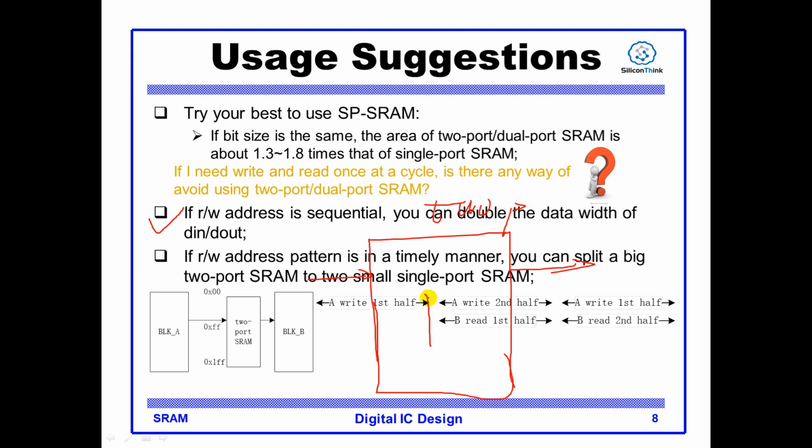But inside, you just instance a single port SRAM micro. For example, the input is 32-bit width, but with a 64-bit width micro. Then you make the function. This is something more fun, okay?